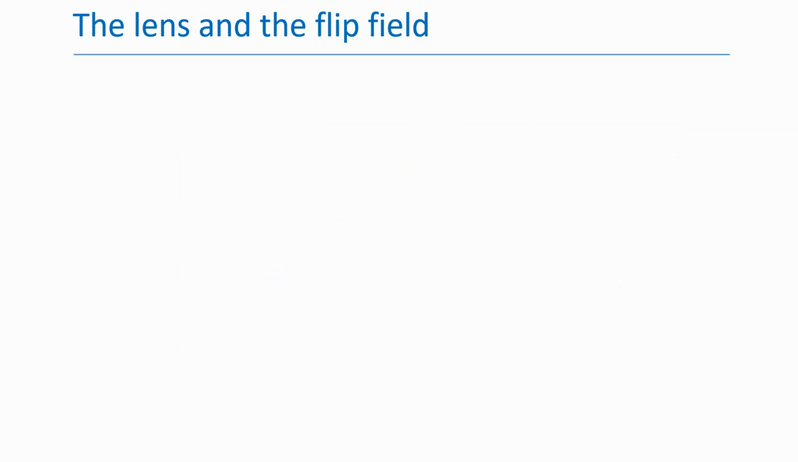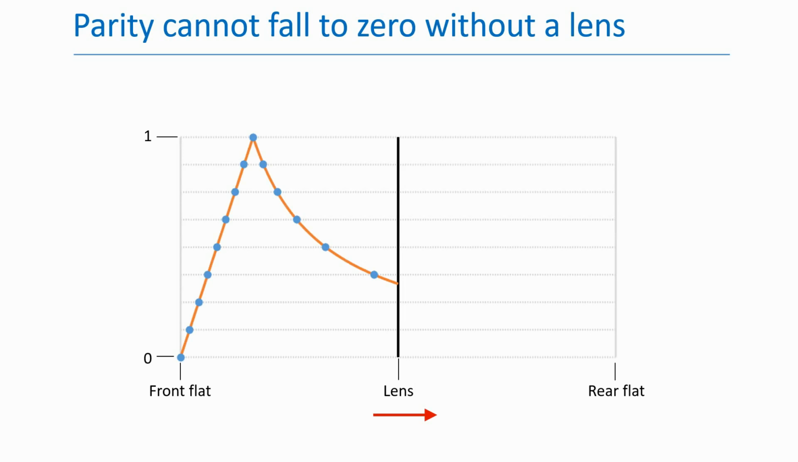The final portion of our analysis concerns the lens and the flip field. We're now considering the lens-limited configuration, but without the restriction that the beam is balanced to the lens. The first section before the lens is exactly like a free configuration. If the focal length is much longer than the elbow distance, the parity may fall close to 0, but it never gets all the way to 0 because that would require an infinite distance. So it's not possible to completely finish the Fourier transform without a lens.